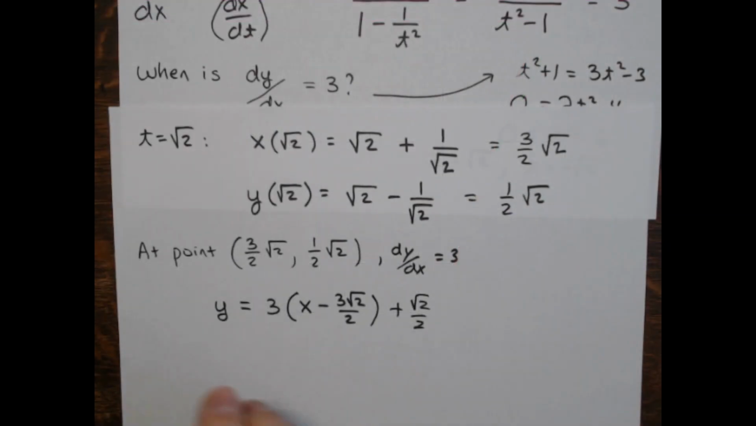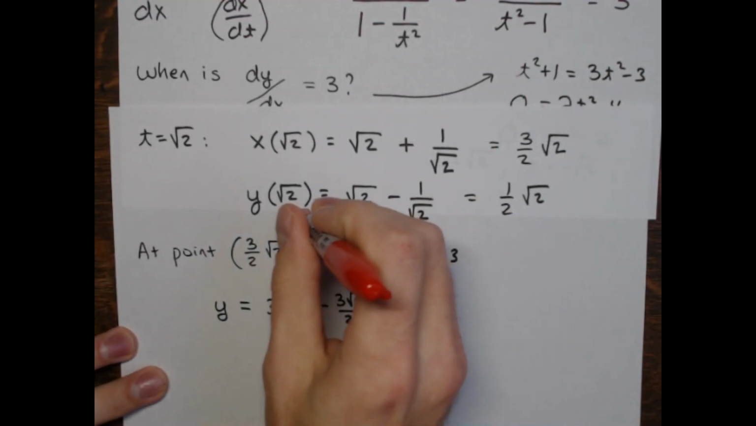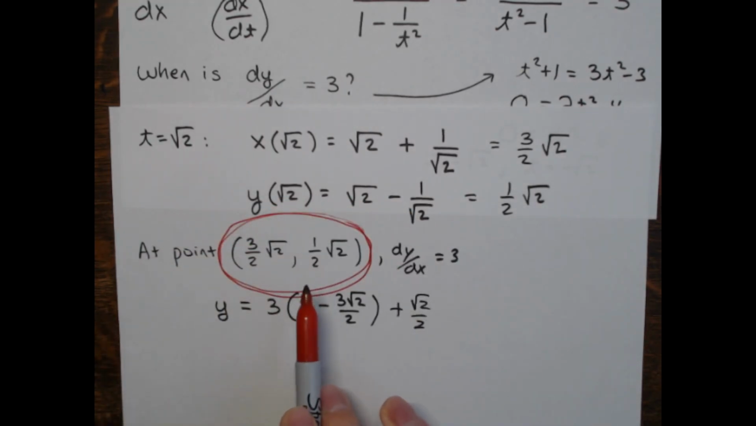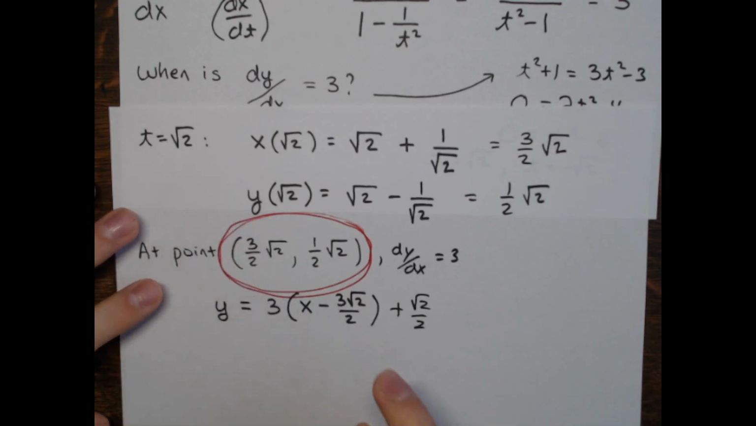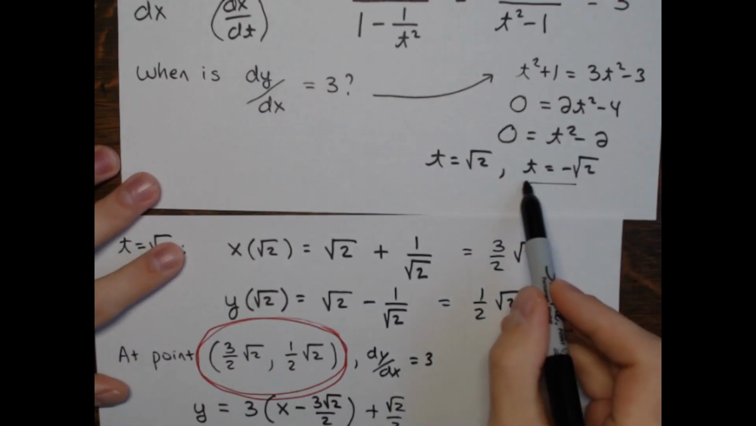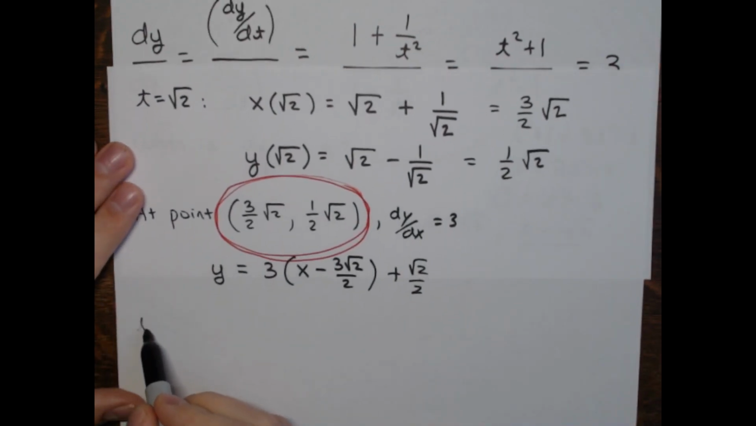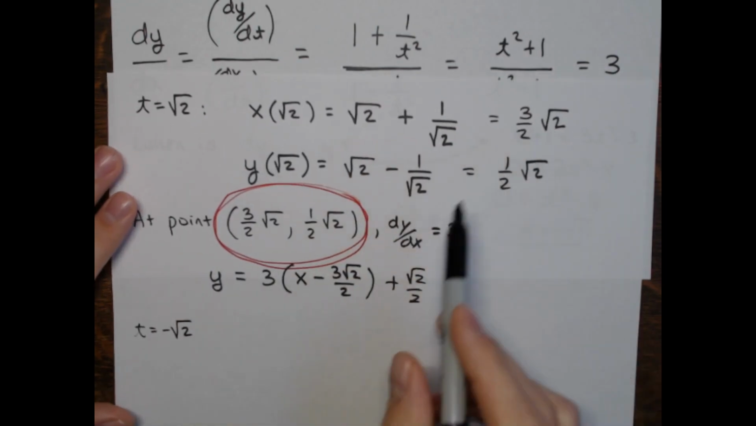All right, so that's one answer. Okay, here's one of the answers, because they asked at what points the slope is 3. So there's one answer. But then, that was when t was positive square root of 2. The other answer is going to be when t equals negative square root of 2. And when t equals negative square root of 2, right, you're pretty much just getting the opposite of these.